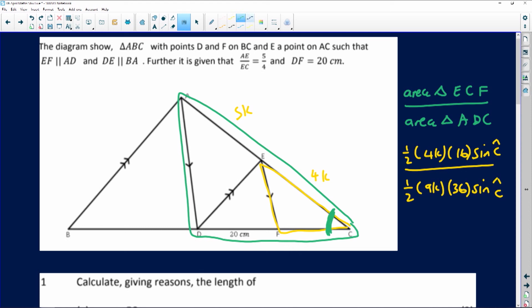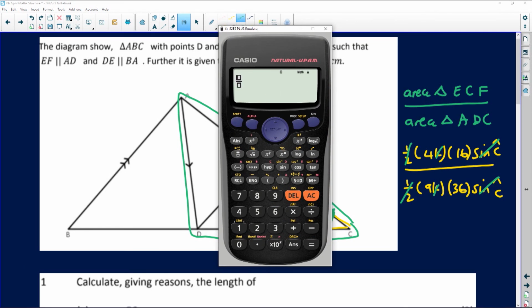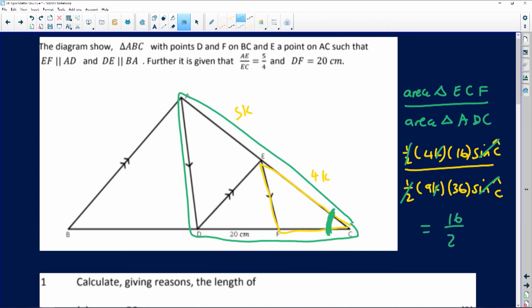And then from there, you'll notice that half cancels half, sine C cancels sine C, k cancels k, so I can get my calculator and say what is 4 multiplied by 16 divided by 9 multiplied by 36, and the answer I'm getting is 16 over 81. So this becomes 16 over 81.